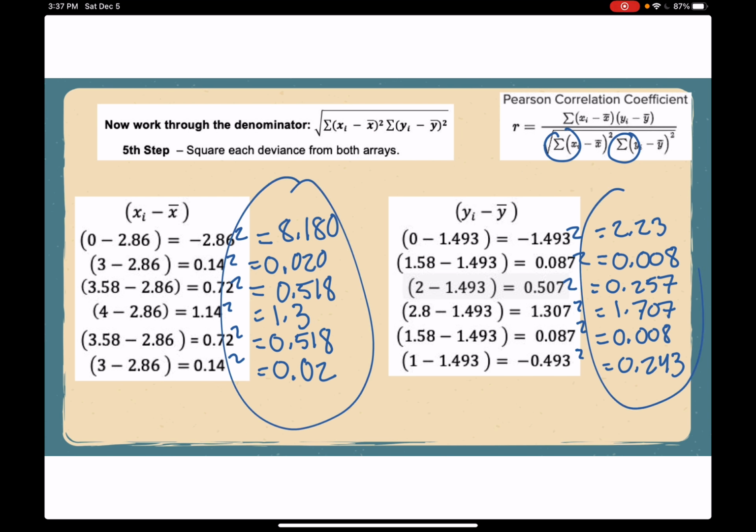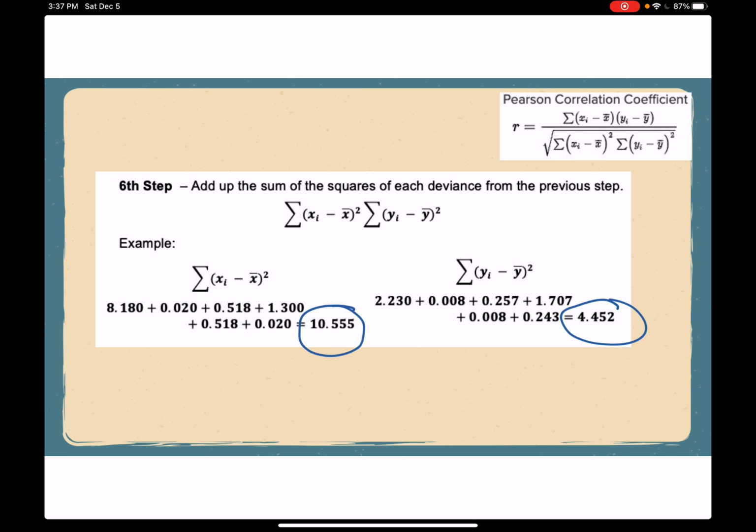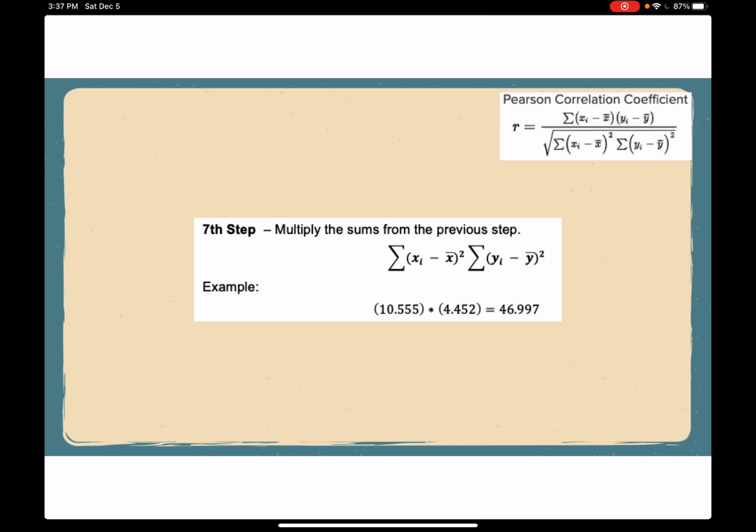And when you do that, you get for the X, for Mike, 10.555, and for the Y, for patient 1, 4.452. Then if you look at our formula, you've got your sum and your sum. You're going to be multiplying those together. So 10.55 is going to get multiplied by 4.452, which gives you 46.997 when you multiply those together. Last step then, in our order of operations, is our square root in that formula. So you're going to take the square root of 46.997.